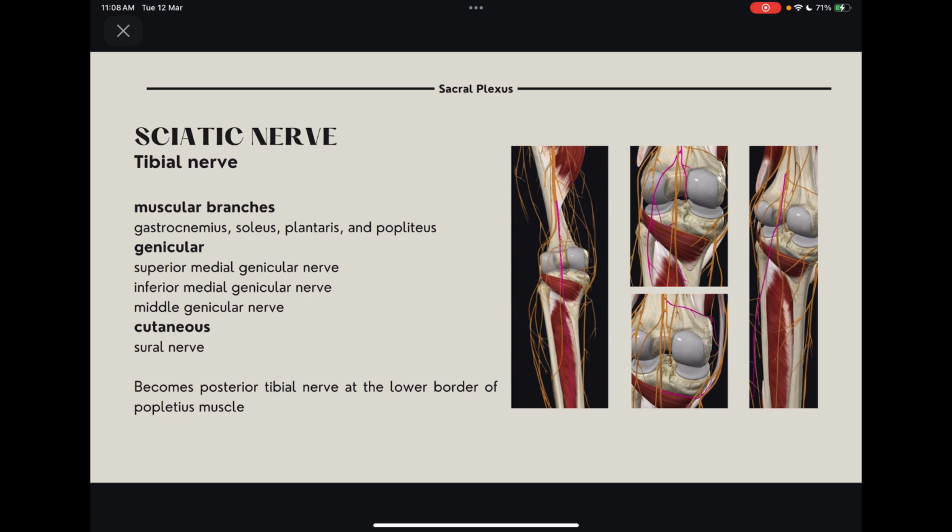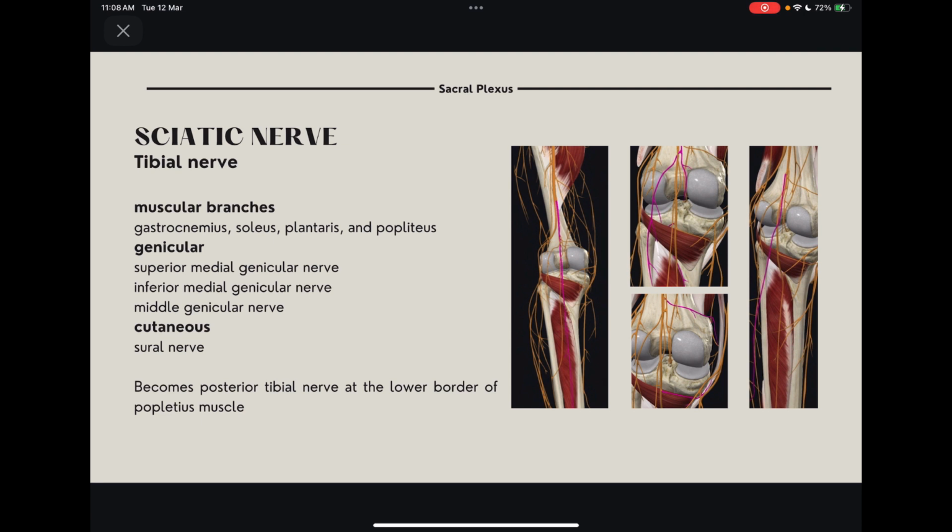So it's supplying the lower half of the back of the leg, so the lower part of the leg, because the posterior femoral nerve is supplying the upper part of the posterior leg. So the lower half of the back of the leg will be the sural nerve. It will also supply the lateral side of the dorsum of the foot and the lateral side of the little toe.